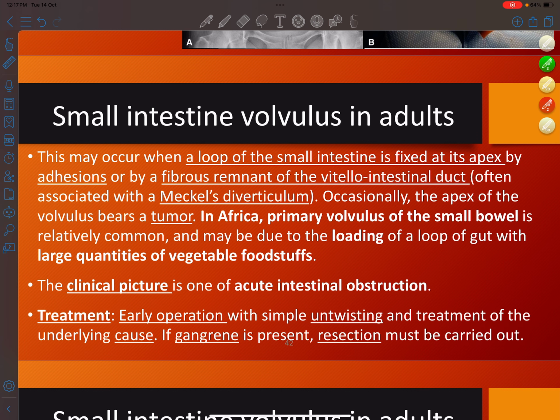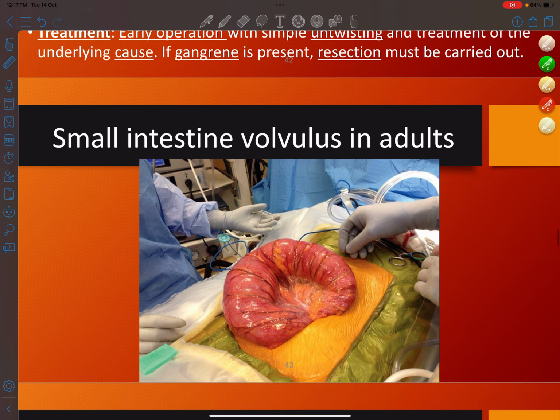On operation, after untwisting, if the bowel is healthy, we just resect the pathology which caused this twisting. If it is gangrenous, it should be resected and anastomosed. This is small bowel volvulus.